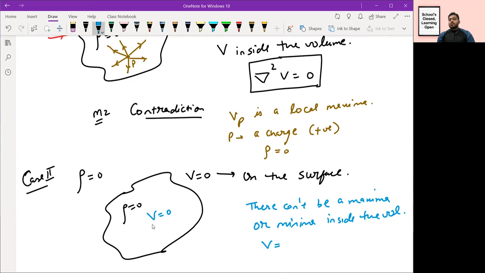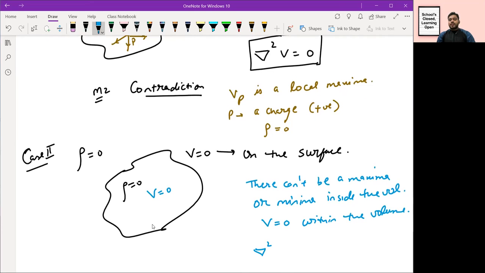We can say V is going to be 0 within the volume also. Also, in this case, we have del square V equal to 0 from the Laplace equation. Since it is a charge-free cavity, del square V is 0, and potential everywhere on the surface is 0. Inside, it cannot be a maxima or minima. So V is 0 everywhere inside the volume.